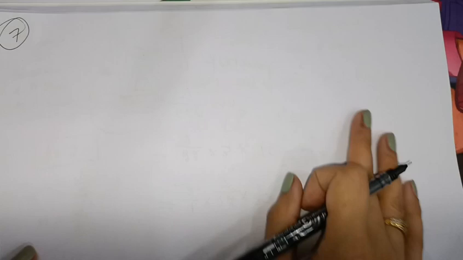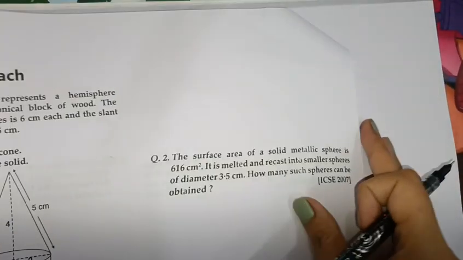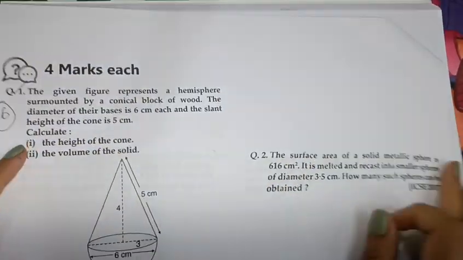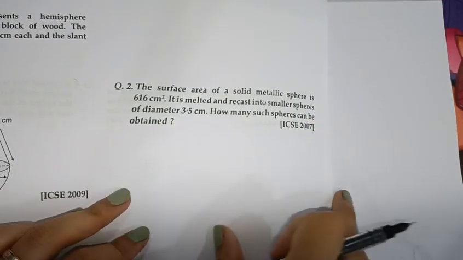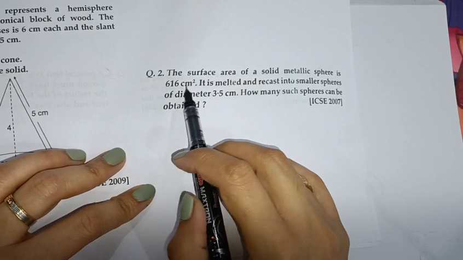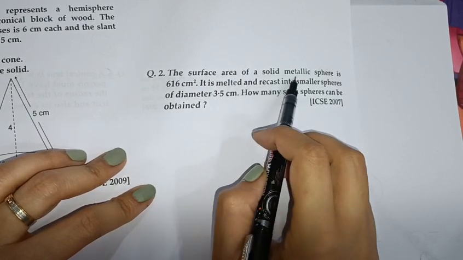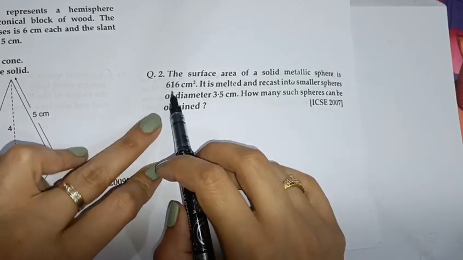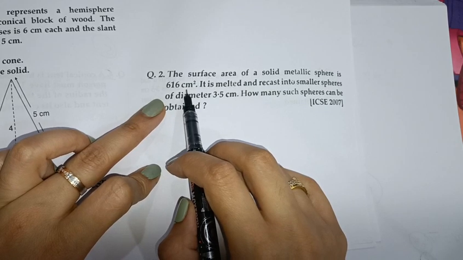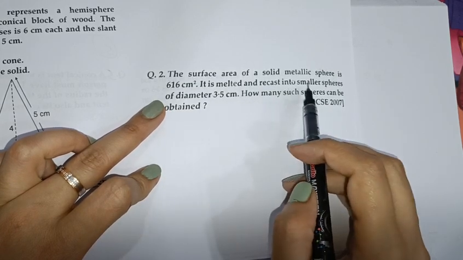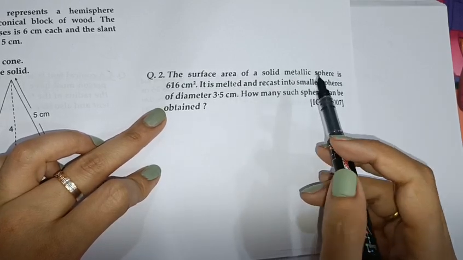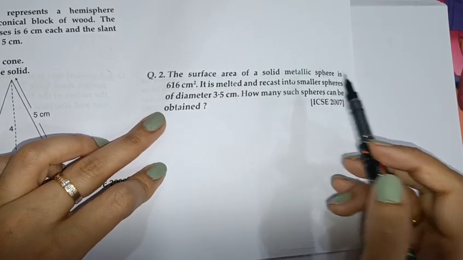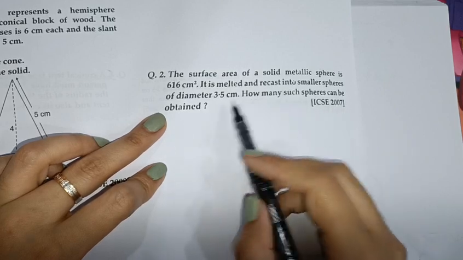Which will be our question number 7. So till here I have done. The 7th question is this one. All the questions you can see are from previous year papers only, I am doing. The surface area of the solid metallic sphere is 616 centimeter square. It is melted and recasted into smaller spheres of this diameter. So again a recasting type of question. How many such spheres can be obtained?